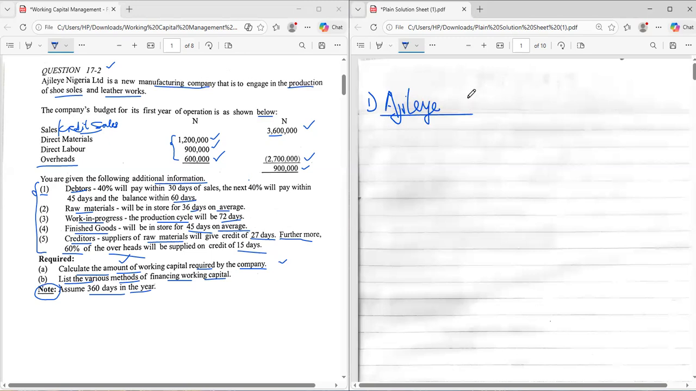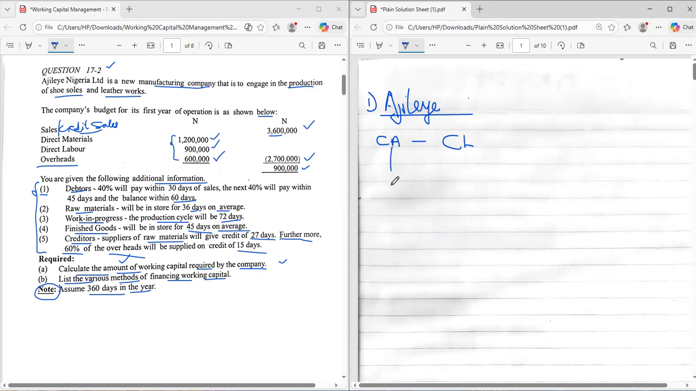Now, what did it say to calculate? It said, calculate the amount of working capital required by the company. The first question you ask yourself is, is there a format? Is there a formula that we are going to use? My dear brothers and sisters, it's very simple. What is working capital? Working capital is current assets minus current liability. So what we are going to do here is to say current assets minus current liability. That is the formula.